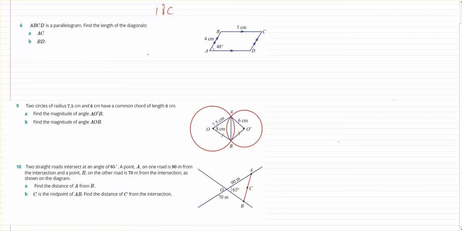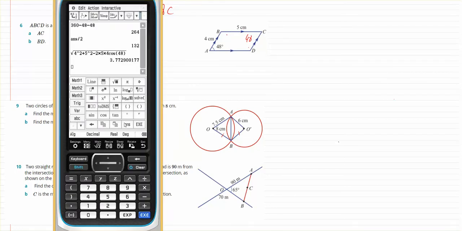Now for question 6, we can see that we've got a parallelogram. The feature of a parallelogram is that the opposite angles are equal. So that's equal to 48. We know that this angle is equal to that angle. To calculate the missing angles, all we have to do is go 360.